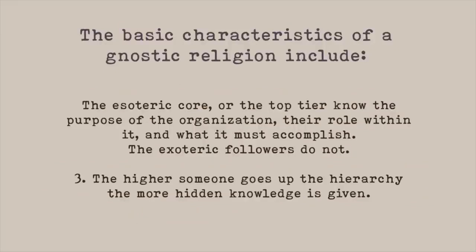The esoteric core, or the top tier, know the purpose of the organization, their role within it, and what it must accomplish. The exoteric followers do not. And the higher someone goes up in the hierarchy, the more hidden knowledge is given.